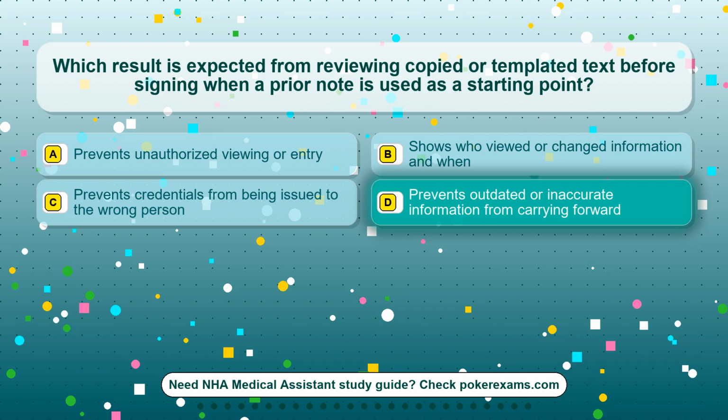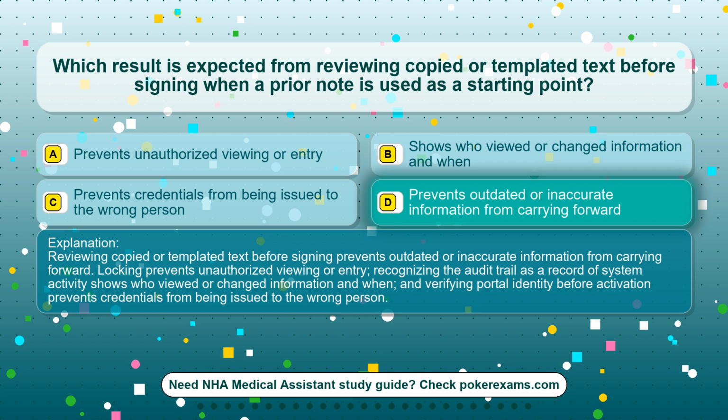The correct answer is option D. Prevents outdated or inaccurate information from carrying forward. Reviewing copied or templated text before signing prevents outdated or inaccurate information from carrying forward. Locking prevents unauthorized viewing or entry. Recognizing the audit trail as a record of system activity shows who viewed or changed information and when. And verifying portal identity before activation prevents credentials from being issued to the wrong person.